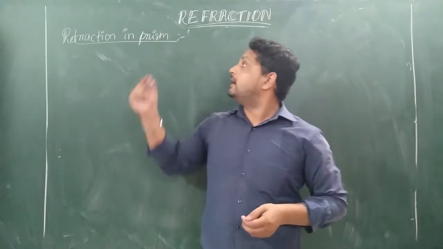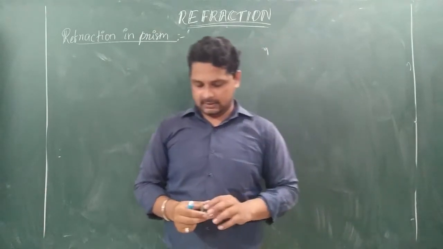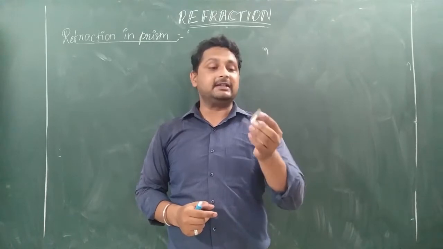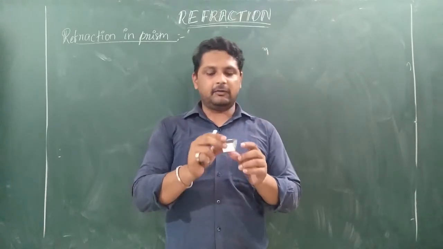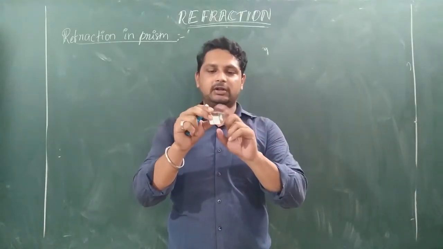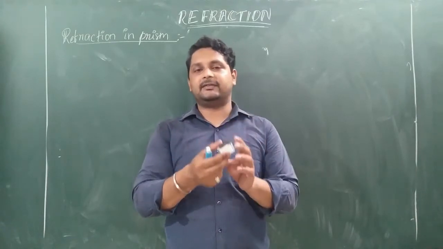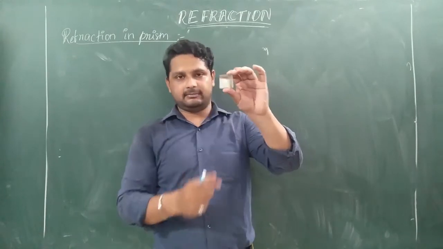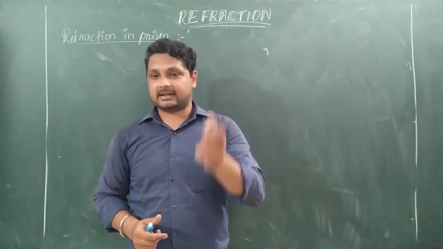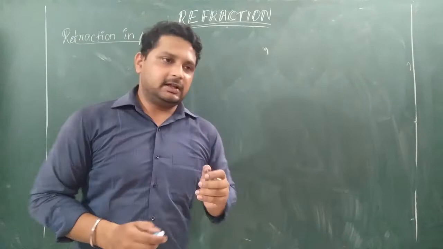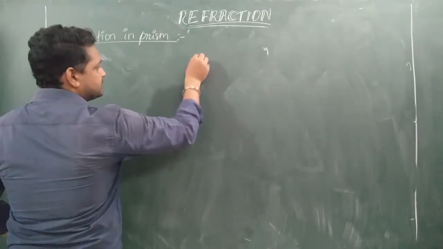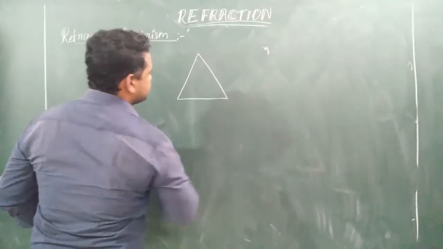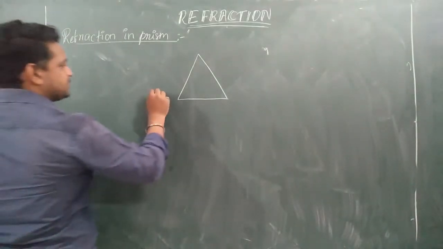Next, we are going to see how refraction occurs in a prism. This is a prism, a three-dimensional wedge-type refracting surface made up of two triangular surfaces at the bottom and three rectangular surfaces at the sides. This is a prism. And how does refraction occur in this case? Generally the refracting surface is taken to be triangular in a prism. Suppose this is the triangular surface of the prism.